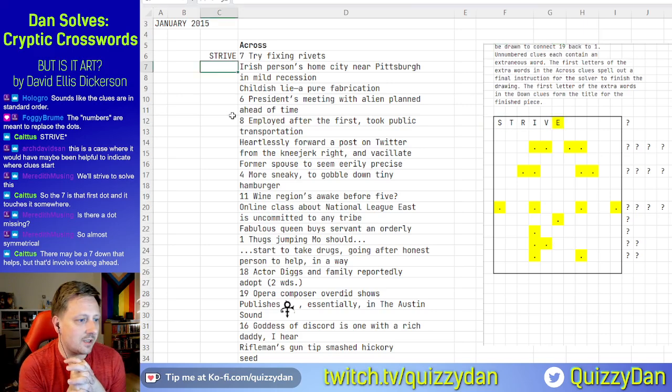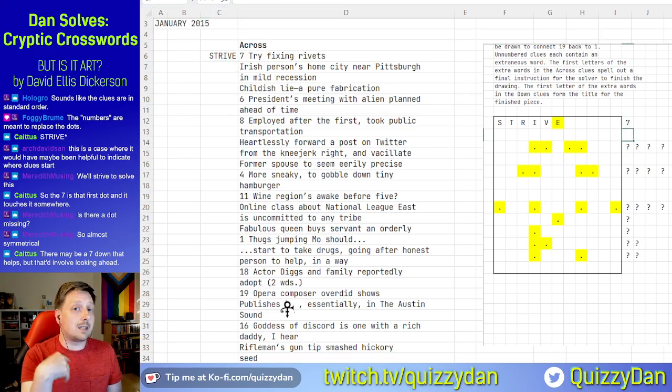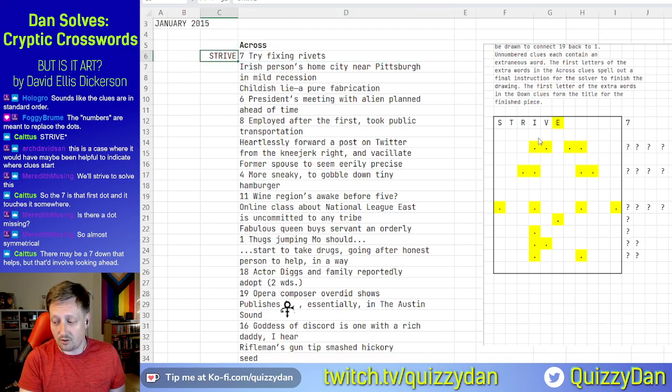Irish persons... Actually, we should swap. So we're going to have to swap to the downs. But we do know that this is 7. That is the thing that we do know, because it's 7 across.